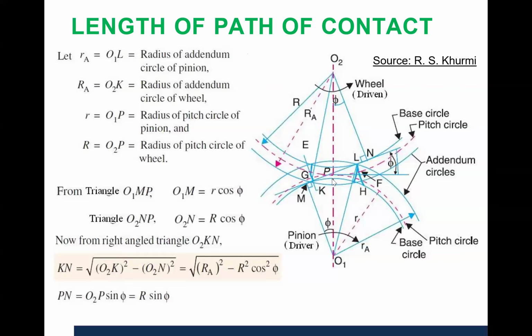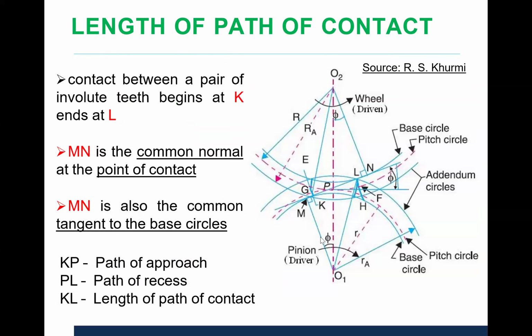Similarly, the second part is PN. PN is nothing but O2P sin phi, which is R sin phi. That is the value of PN.